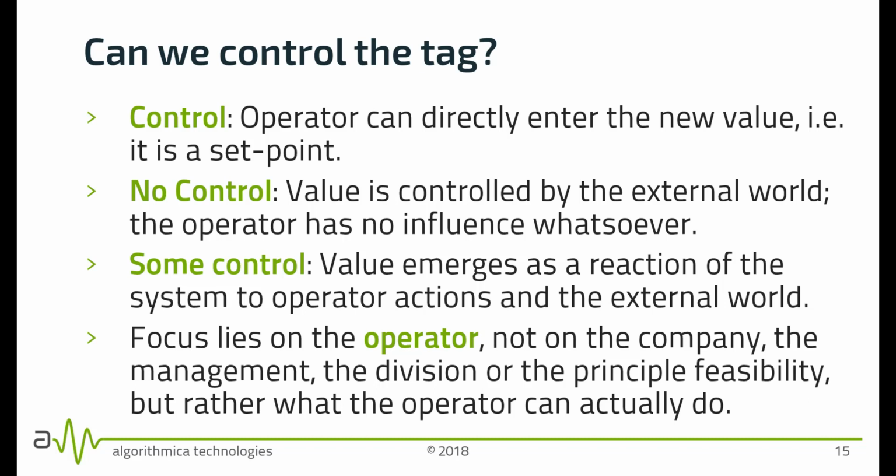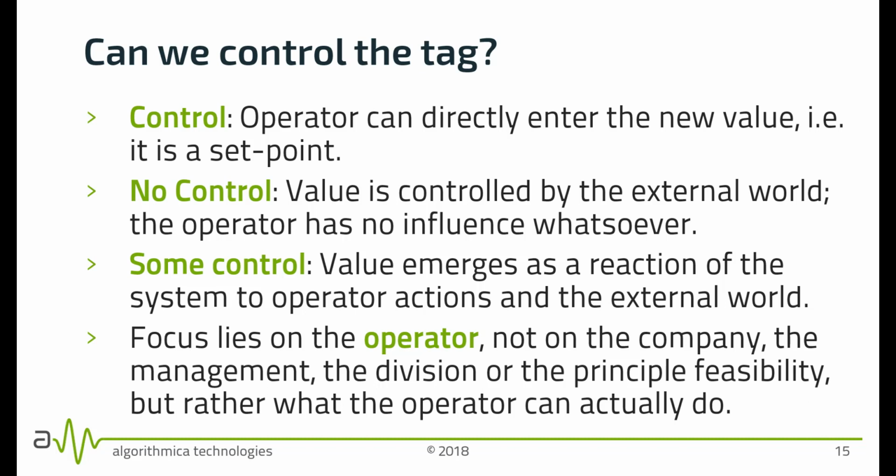Next, we have to discuss over which tags we have control. And there are three possible versions of control. So every tag will be categorized into one of these three types. The first type is that we have control over it, which means that the operator in the control room can manually enter a new value for that tag, and that value will then be realized in the physical process. We know that usually under the name set point. So if we have complete control over it, it's a set point.